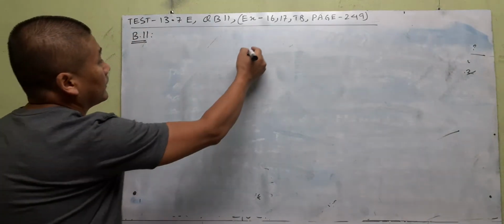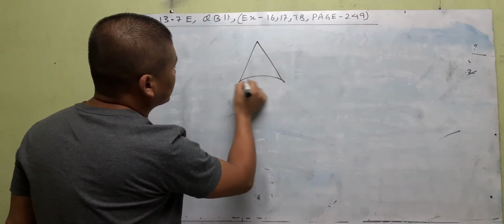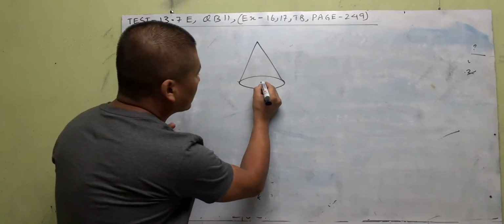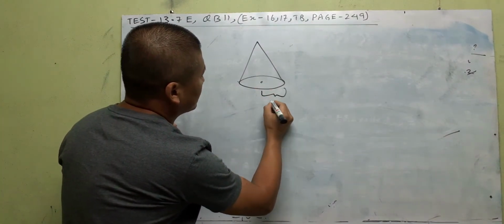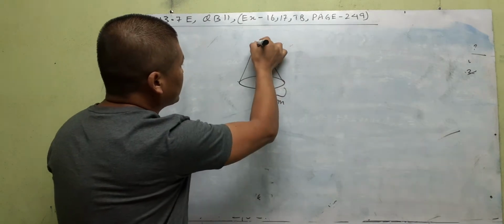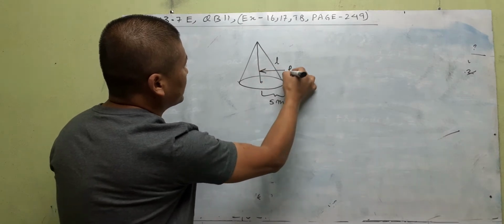A cloth having an area of 165 meters square is shaped into the form of a conical tent of radius 5 meters. So that cloth that we read just now was shaped into a cone, right? So clearly the radius is given as 5 meters. We don't know the information about the slant height yet, and the height also we don't know.